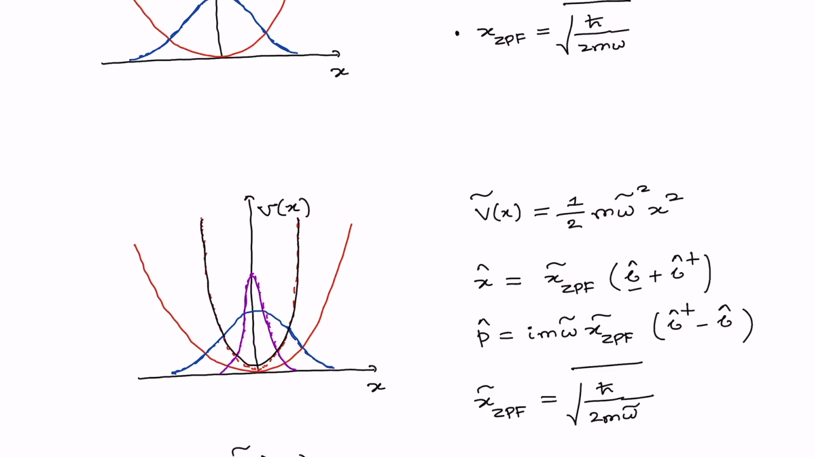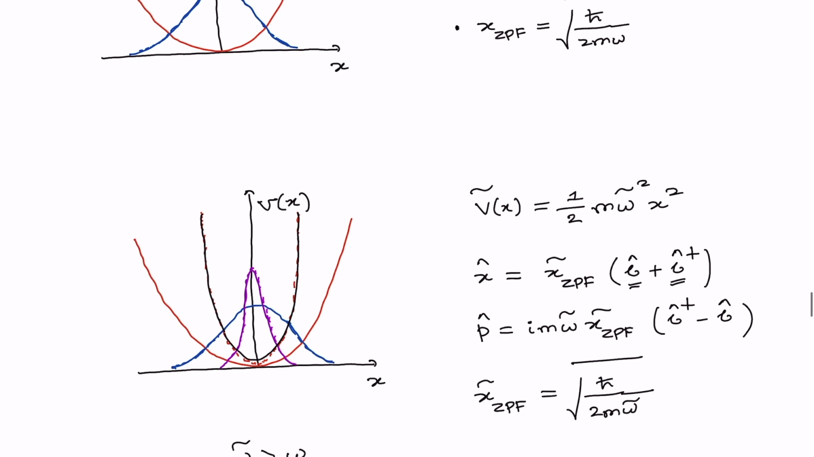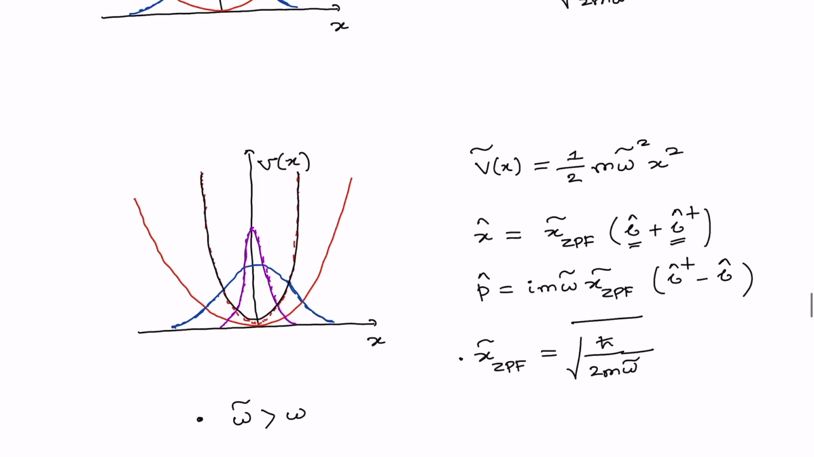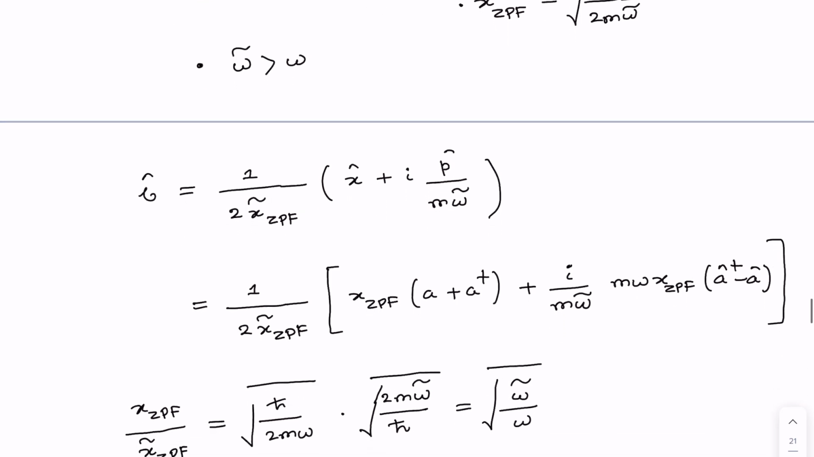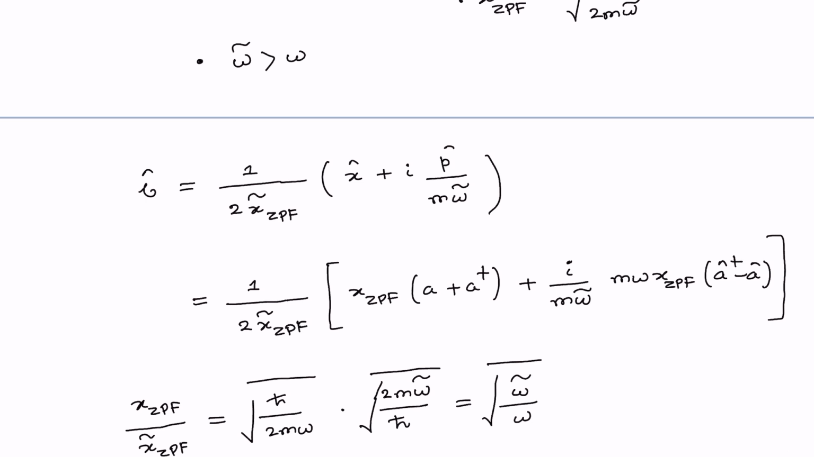Here, let me emphasize, b refers to the annihilation operator for this new harmonic oscillator, b dagger is the creation operator for the new harmonic oscillator, and the zero point fluctuation x tilde zero point fluctuation is defined as square root of h cross divided by twice m omega tilde. Both the harmonic oscillators have the same mass, but now their frequencies are different, and we are going to compare both of them. And comparing them, we will be able to find out how this new annihilation operator is related to the old annihilation operator.